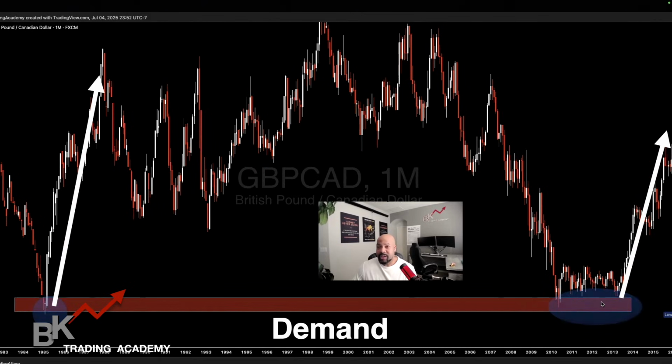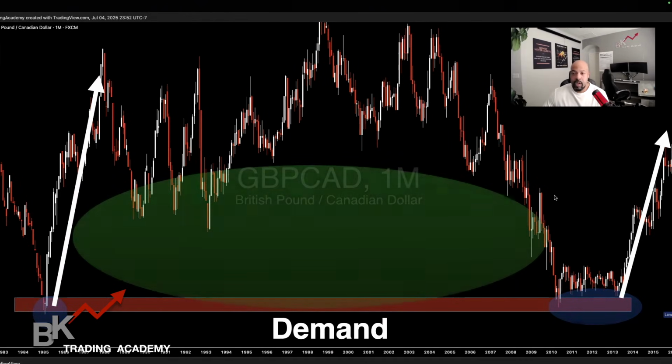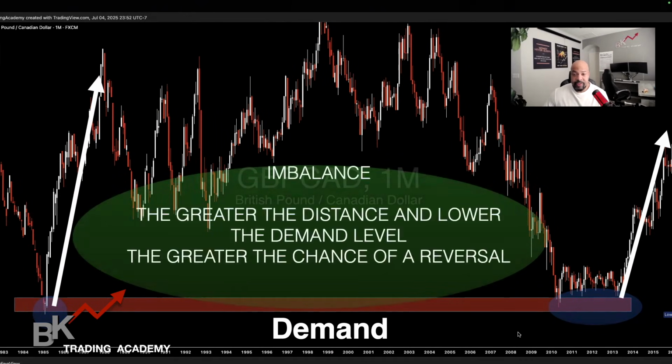And it's not accidental that price came back at the same level. I can draw a line straight across, and it was a trend reversal, the same thing. So look at this green circle here and look at this gap. This is called imbalance. The greater the distance and the lower the demand level, the greater the chance of the reversal and the higher our trend reversal will go. So what do I mean by this? When price was last here back in 1985, it took so many years, 2010, right? It took that many years for price to come back.